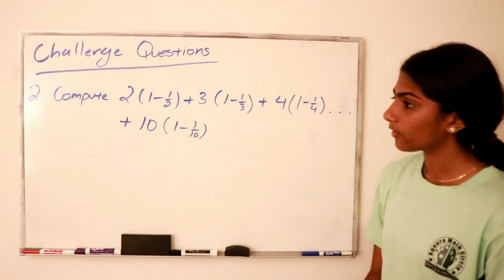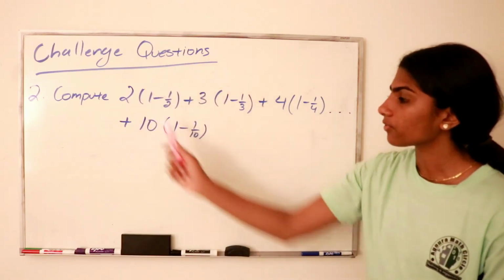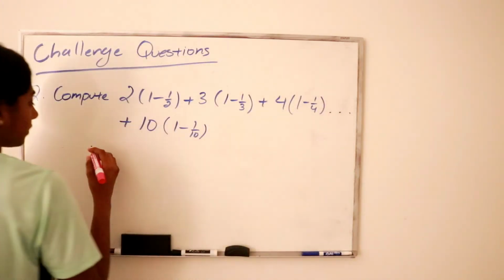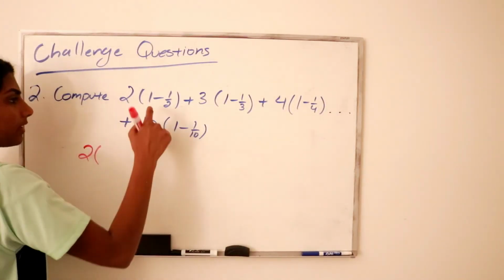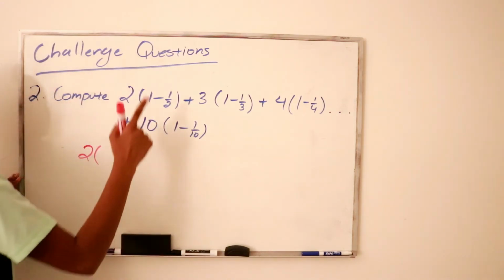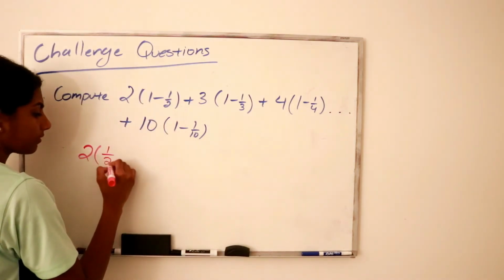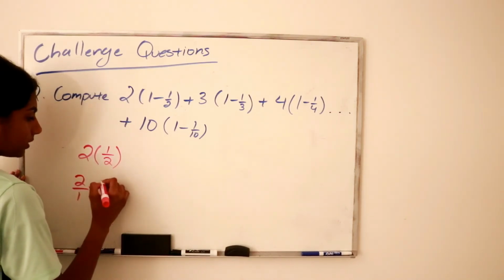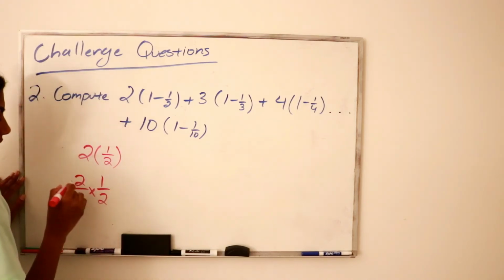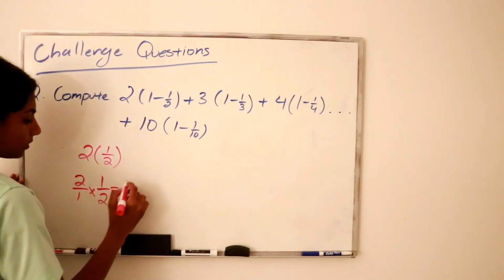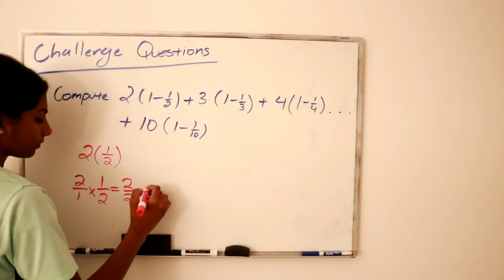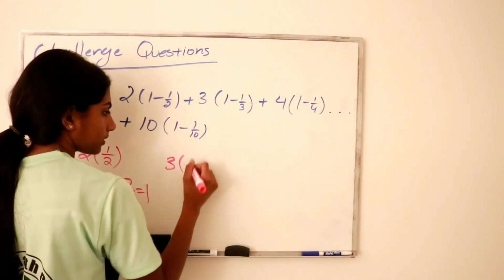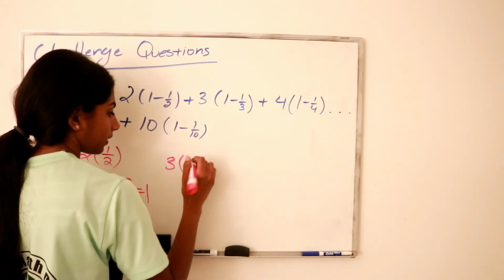So now let's try to find another pattern by solving the first part of the expression. We are doing 2 times, and then we do whatever's in the parentheses first. So what's 1 minus 1/2? Just 1/2. And if you know multiplication, it's just 2 times 1 over 2, and then you can just cross these out. 2 over 2, what is that going to equal? 1. Now we could do this. 3 times, it's going to be 2 over 3.